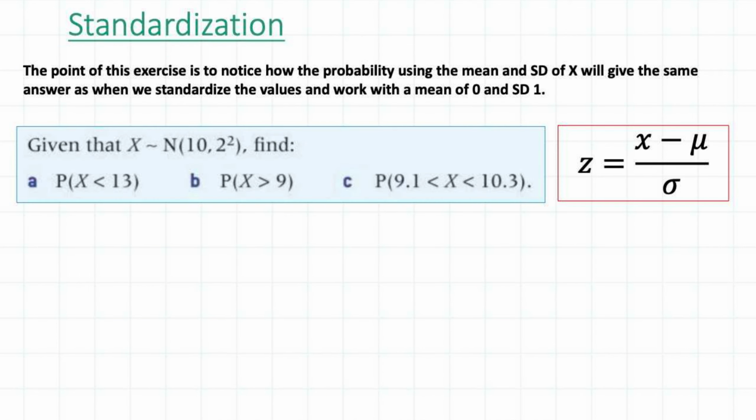So before we actually compute missing means and standard deviations, I just want to emphasize that you understand that the transformation will give you the equivalent area below the curve. So this exercise is just to help you visualize the understanding. It's not something we'll typically ask you to do, but it's just to help you visualize what's happening. So given that x follows a normal distribution with mean 10 and standard deviation of 2, I want you to find the probability that x is less than 13, bigger than 9, and between 9.1 and 10.3.